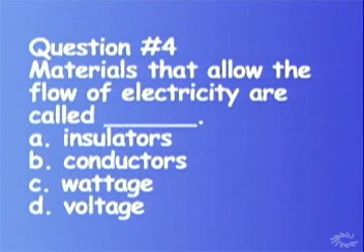Question 4. Materials that allow the flow of electricity are called what? A. Insulators, B. Conductors, C. Wattage, D. Voltage.